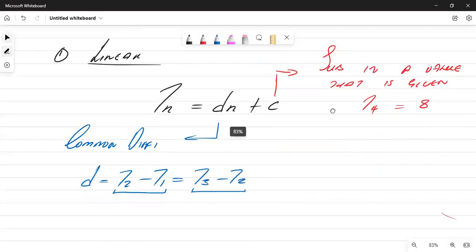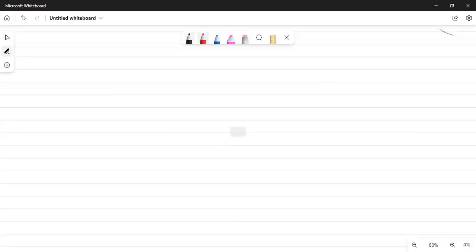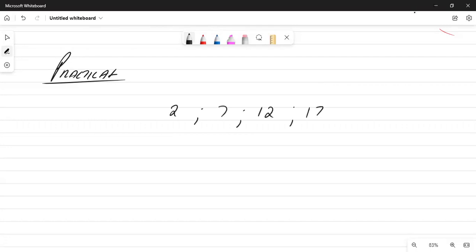In order to do this, we can do a practical example. For our practical example, let's use the following: 2, 7, 12 and 17. With this, we need to find our difference first. Our difference is going to be given as term number 2 minus term number 1, then term number 3 minus term number 2, as well as term number 4 minus term number 3, which means you end up with the following.